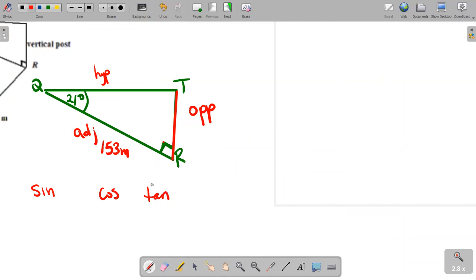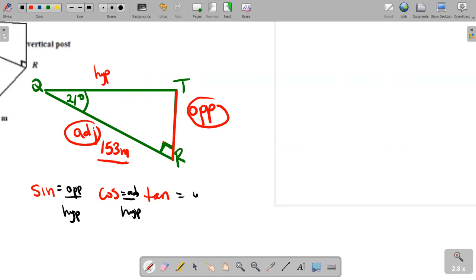You should know because I told you right on the formulas. Which two are we going to use? If we want the opposite, which is TR, what side did they give us? They gave us the adjacent because that's 153, right or wrong? Which one deals with the opposite and the adjacent? Tan, because sine is opposite over hypotenuse, cos is adjacent over hypotenuse, and tan is opposite over adjacent. Everybody following me so far?